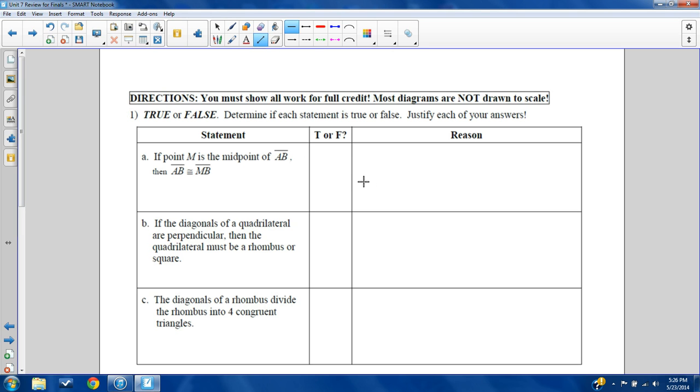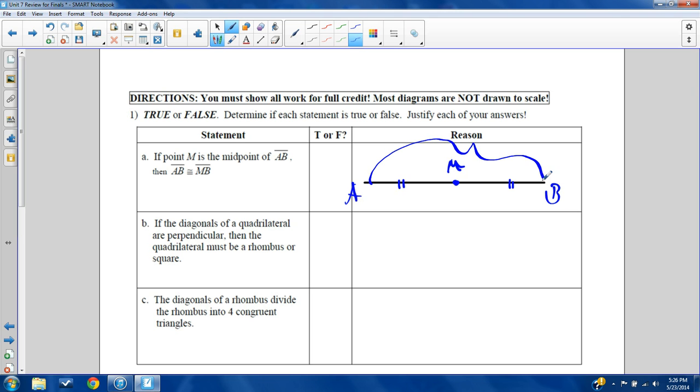If M is the midpoint of AB, here's A, B, and M. And we just talked about midpoints. It divides these guys in two right there. Then AB is congruent to MB. So they're asking, is this and this the same length? No, of course it's not the same length. If M is any closer to B than A is, then they can't be the same distance away from each other. No, that's false.